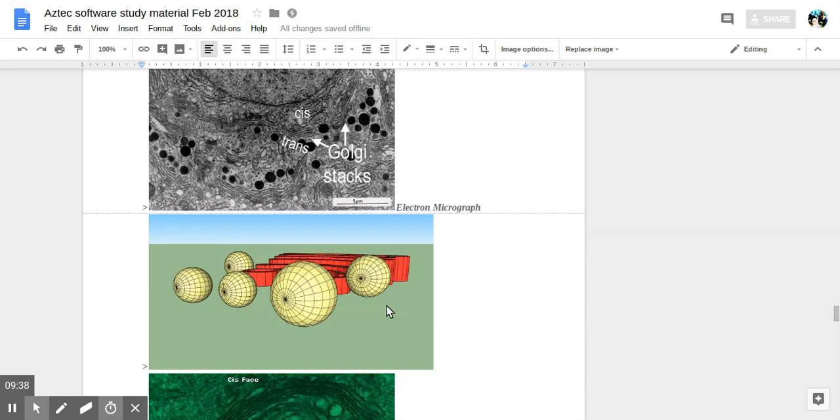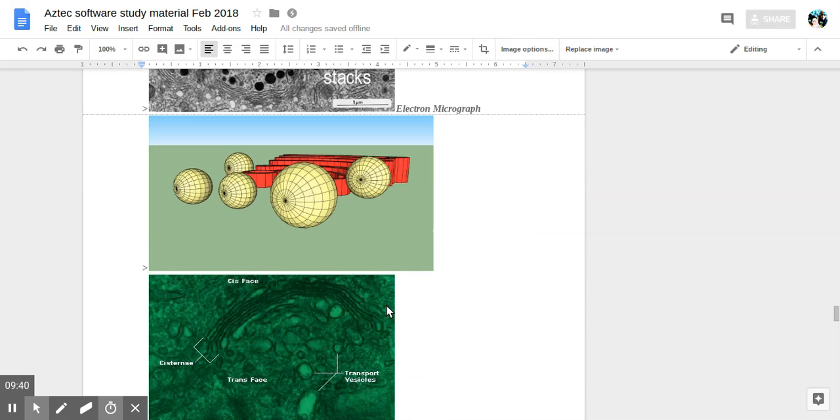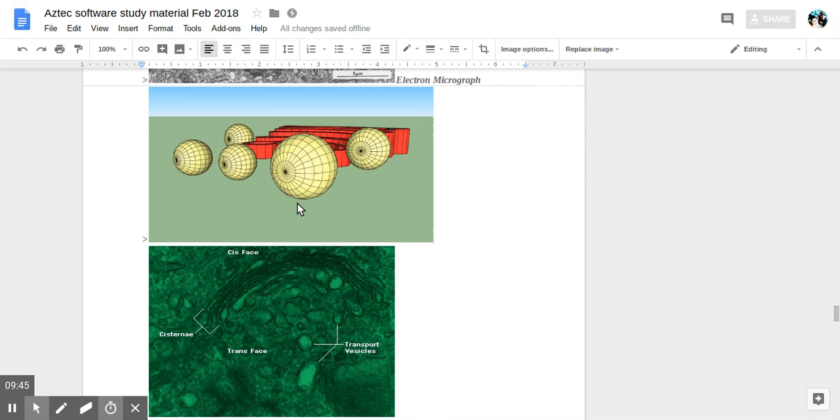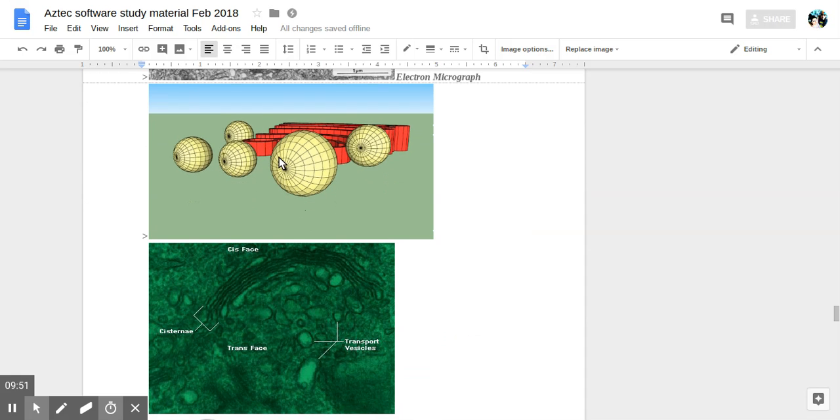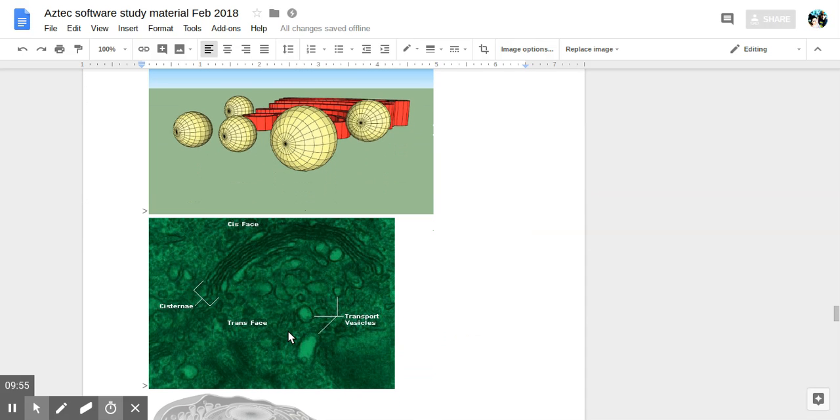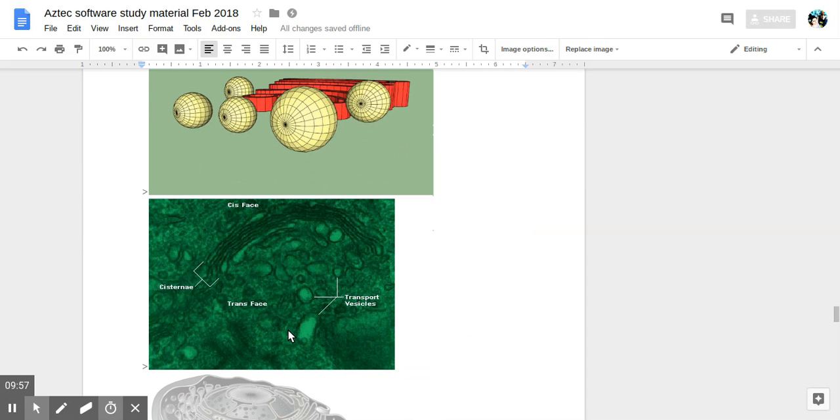So this is showing the vesicles, what they would look like, and budding off of the folds of the Golgi. So the folds, cis and trans, and vesicle for transport.